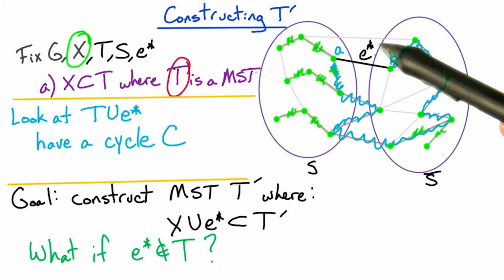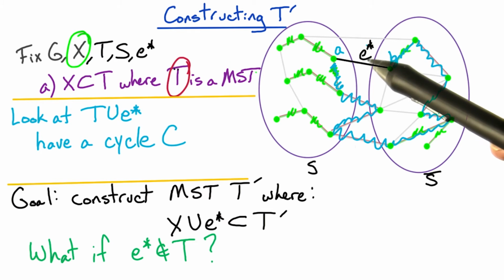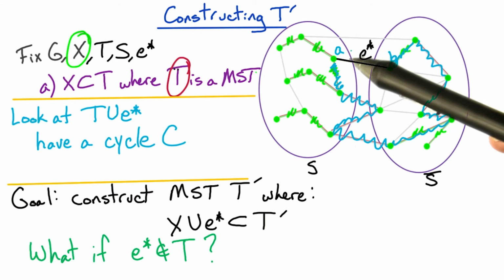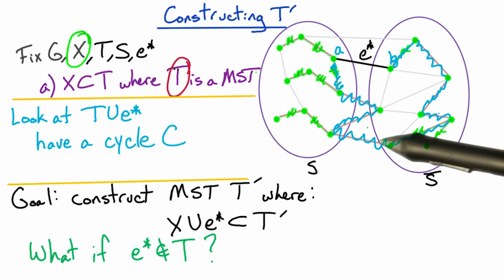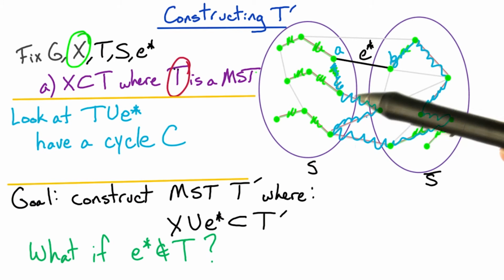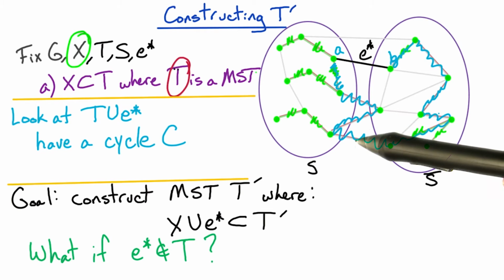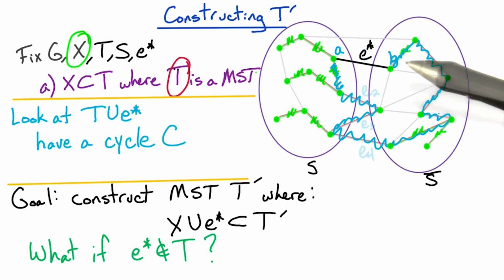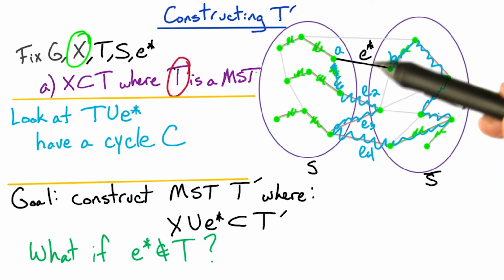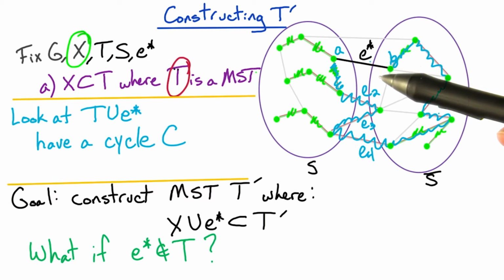Well, what was special about E star? E star was chosen to be the minimum weight edge across this cut, S bar. Now in this particular example, there are three other blue edges crossing this cut, S bar. So what do we know about these three blue edges crossing this cut compared to E star? We know that the weight of E2, E3, and E4 is at least that of E star. So we can drop any of these three.